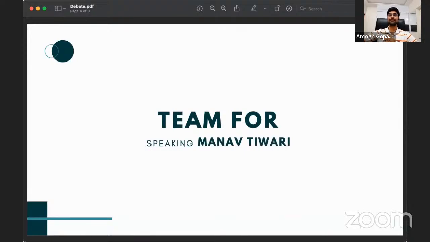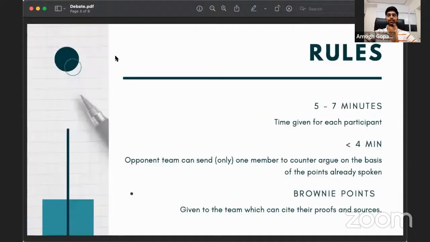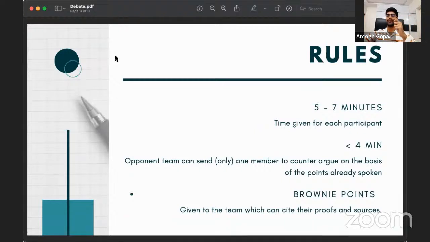So before starting the debate, I'll brief on the rules again that were mentioned by our friend Akhil. We have two teams, the for and the against, and one speaker from each team will come forward and talk for 5 to 7 minutes. After that, one member from the opposite team can jump in and put in their counter arguments. Next, we will have the second speaker coming up, and he will again put in his arguments for 5 to 7 minutes, and another member from the opposite team can come in and put in his counter arguments there.